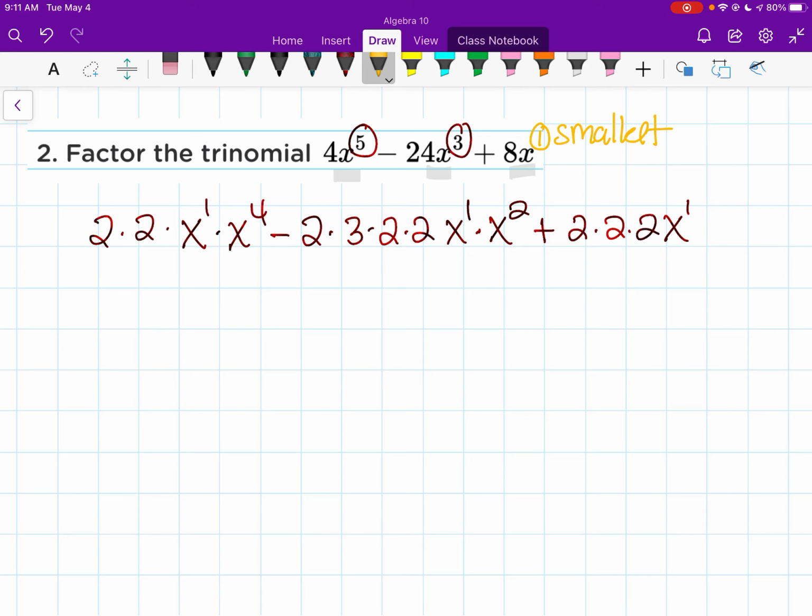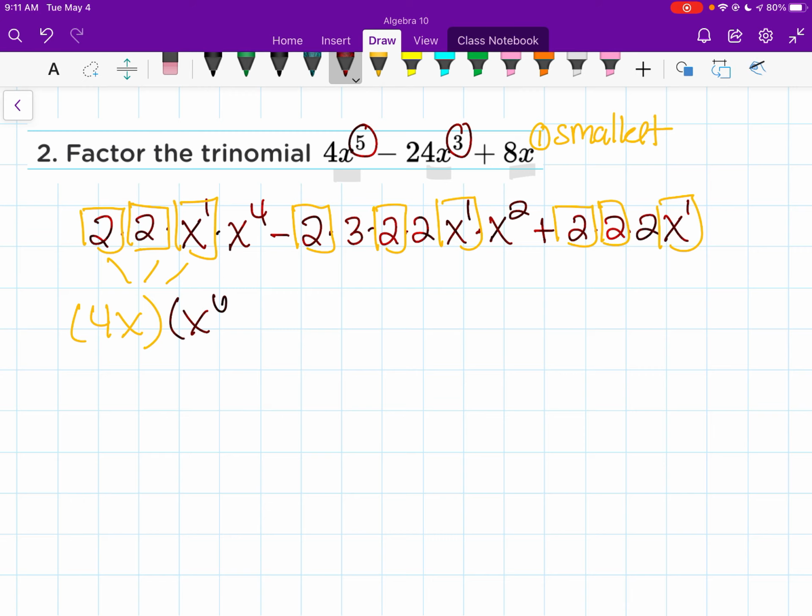And now we can box in what's in common. So we have a 2 that's in common, 2, 2. We also have another 2 that's in common. And we certainly have an x to the 1st that's in common. When we group these together, we get our 4x to the 1st. And then what's left over is just the x to the 4th.